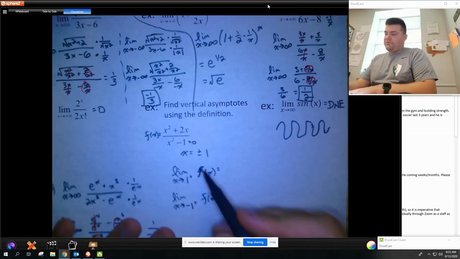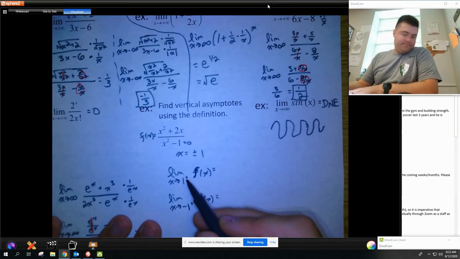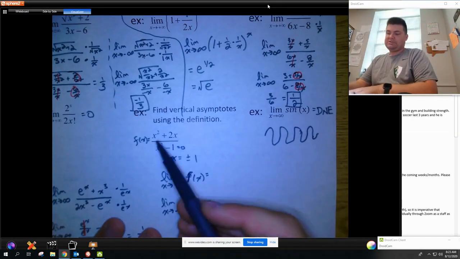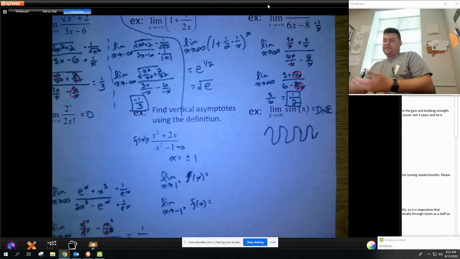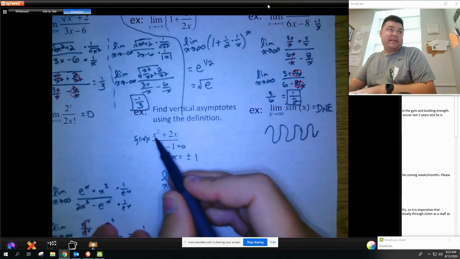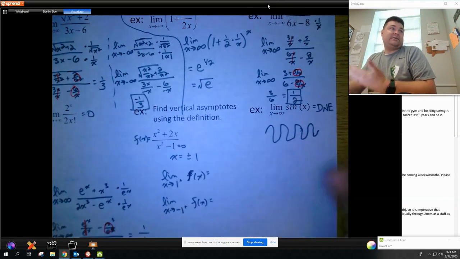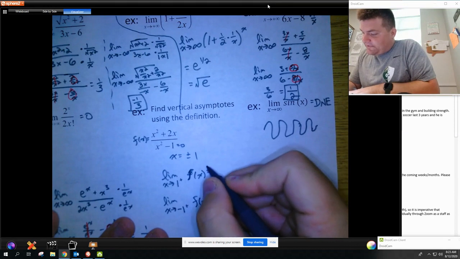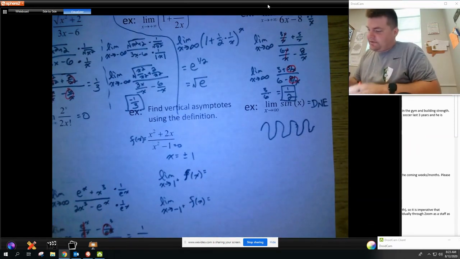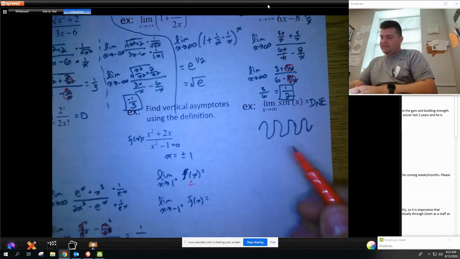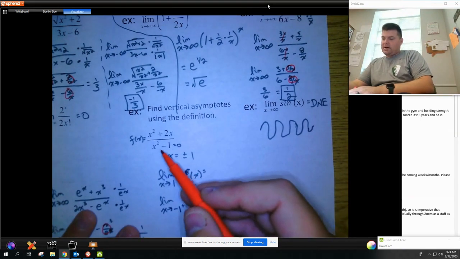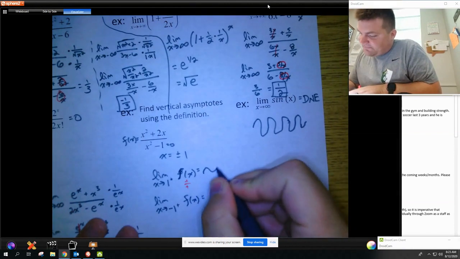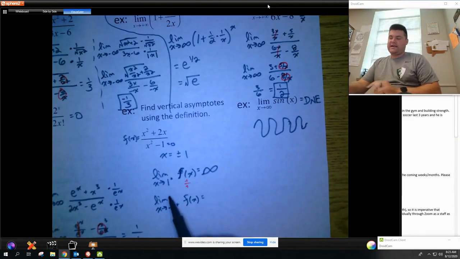So as I go to the right of this, you can just plug in like a 1.1 just to see if it's going to be positive or negative. If I plug in like a 1.1 on the top, it's adding, and so it's going to be positive. So it's positive on top. If I plug in a 1.1 on the bottom, I'm also going to get positive. So this is going to give me a positive infinity. So that verifies the vertical asymptote at 1.